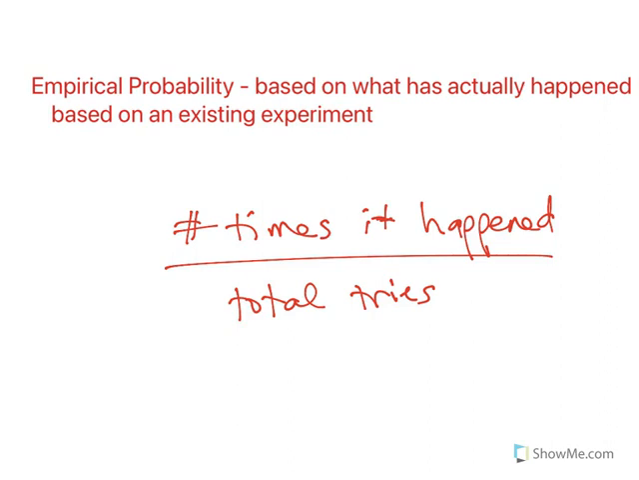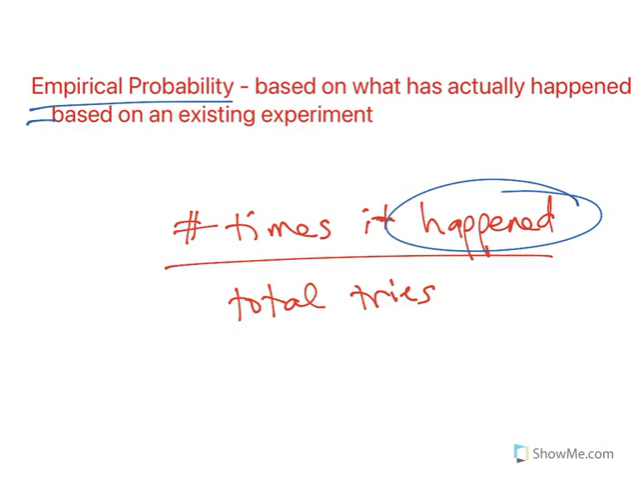Now, that's if we don't know what's happening, but sometimes we actually do experiments and we keep track of our data, and this is what we then use to call empirical probability. So it's based on what has actually happened, right? It is based on an existing experiment. So if I would sit at my desk and I would throw a die like 50 times, and I would keep track of every time what number it was, then I could say, okay, based on my experiment, the probability of my next roll being a 4 is, and it's going to be maybe close to the theoretical probability, but probably not exactly. So now with empirical probability, we do the number of times it actually happened over our total tries.